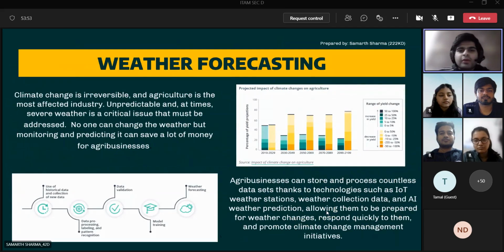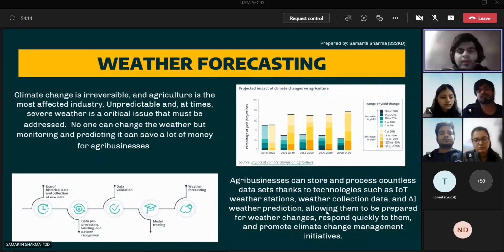As we know, climate change is irreversible and agriculture is the most affected industry for that. Unpredictable and at times severe weather is a critical issue that must be addressed. So we know that weather forecasting becomes imperative for agriculture business specifically. First we have the chart showing the projected impact of climate change on agriculture.